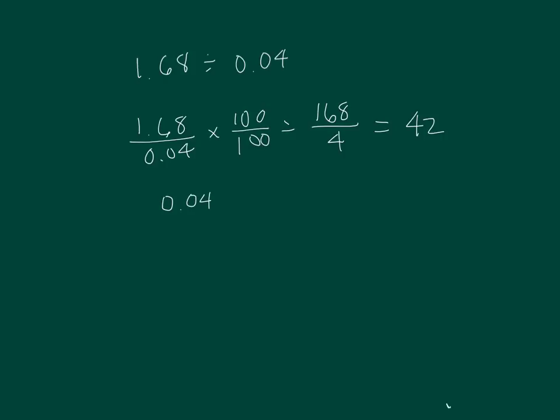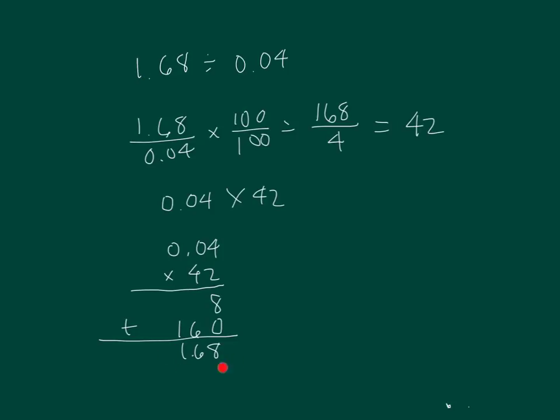4 hundredths times 42. Write it out. 2 times 4 is 8. Place a 0. 4 times 4 is 16. 2 decimal places in my answer, 1.68. 1.68 matches, so my answer does check.